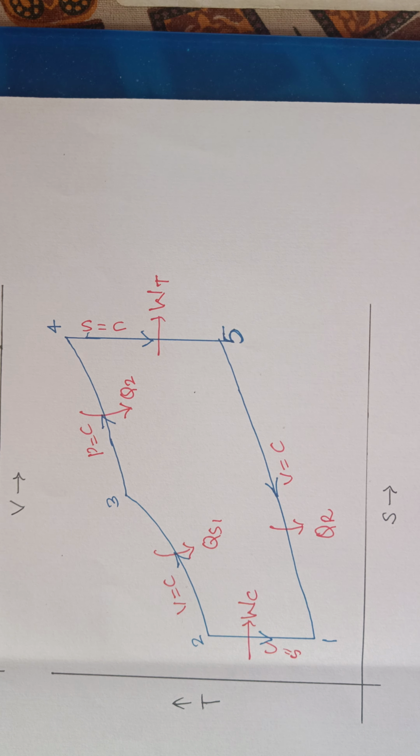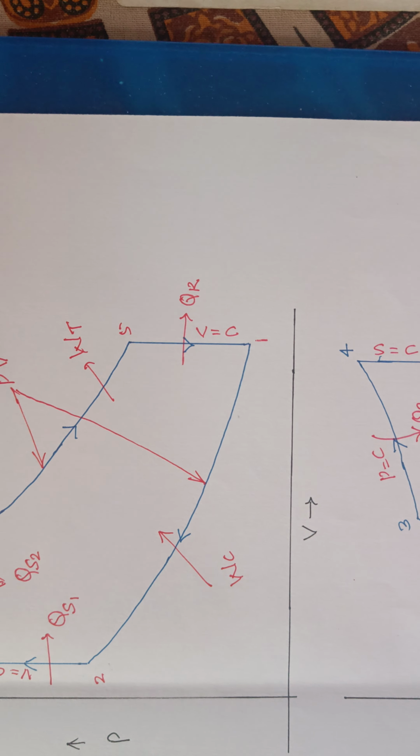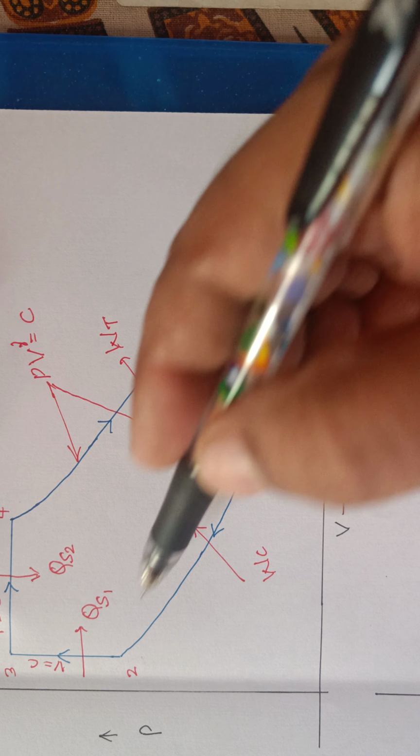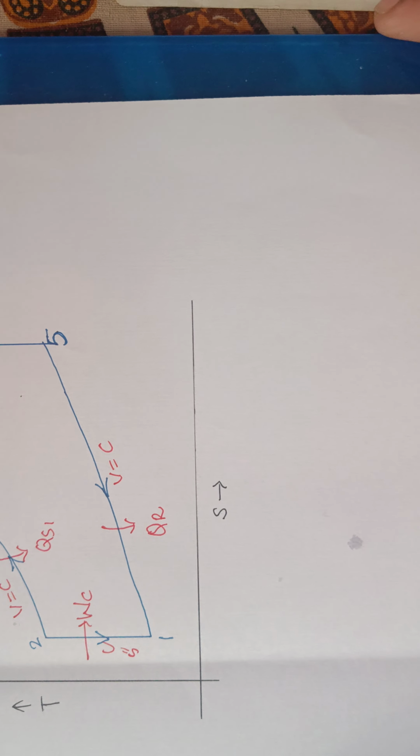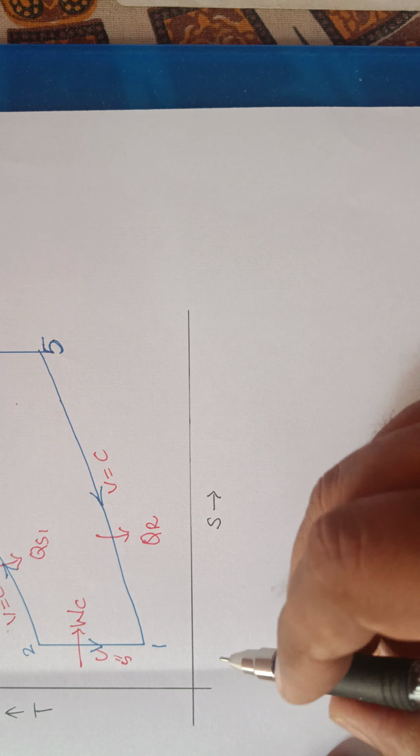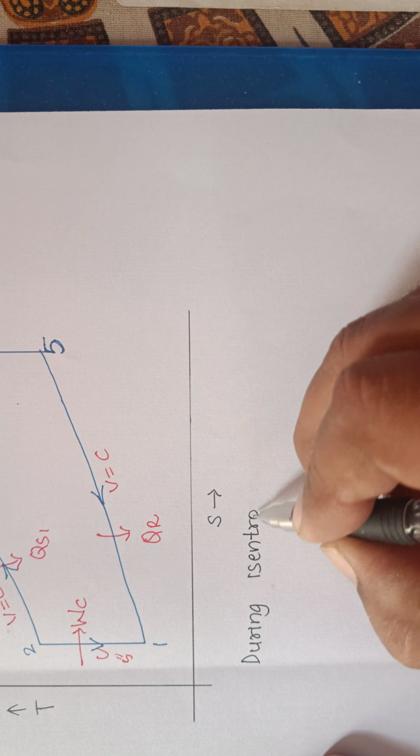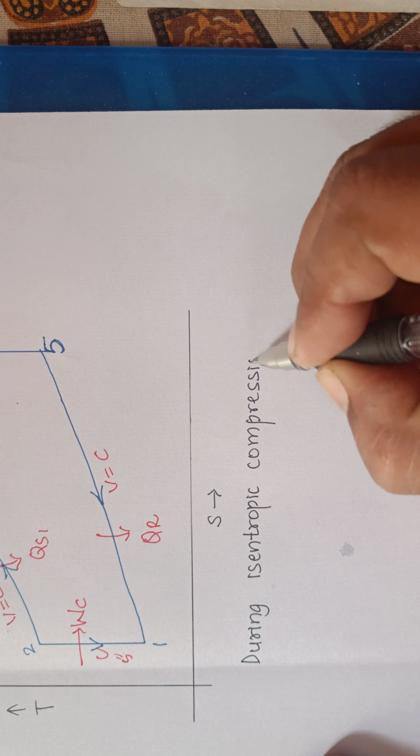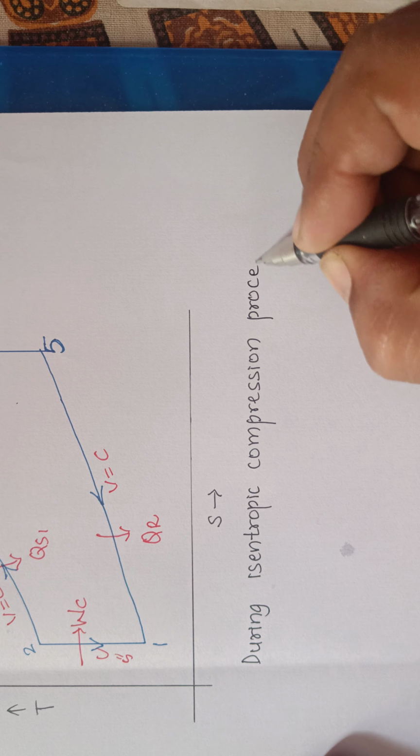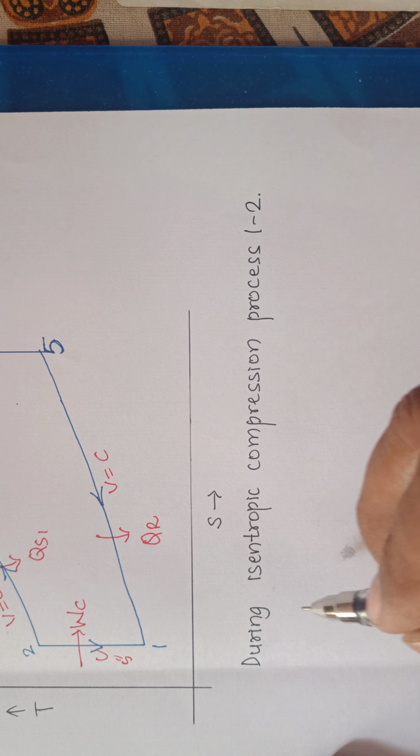Now with this given data, let us start solving the problem. We will take up the process 1 to 2, the isentropic compression process. What is happening here? What is T2 equal to?